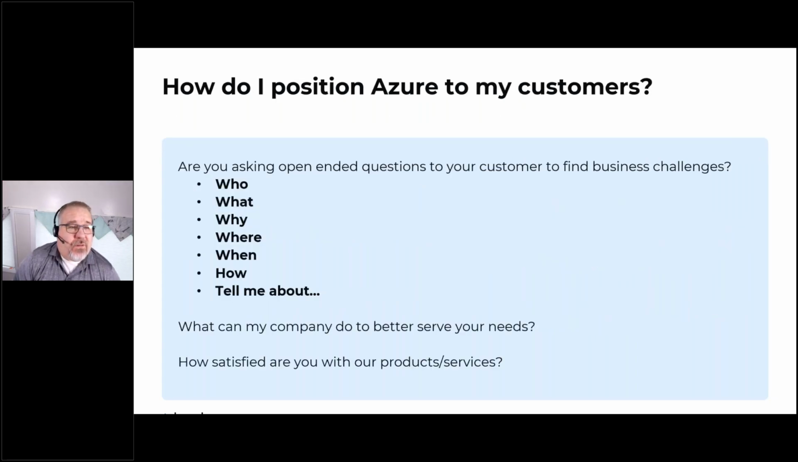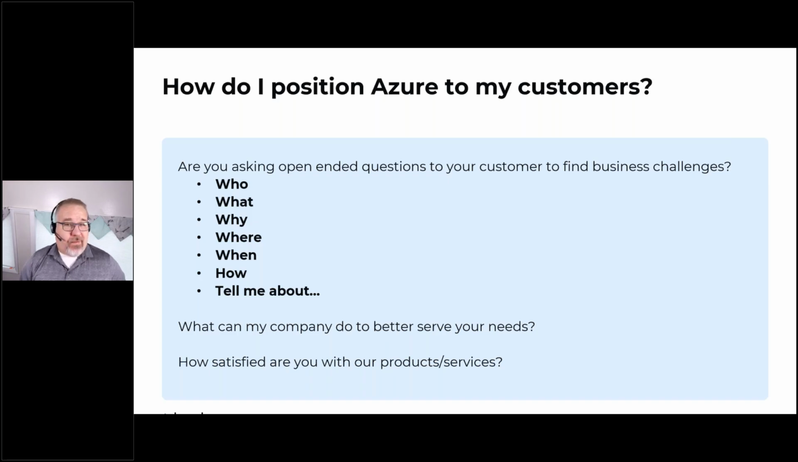So how do I position Azure to my customers? Well, for me, it's asking open-ended questions, right? Who, what, why, where, when, and how. We all know, if you've been around the business for a number of years, you start asking questions about what's going on with your customer, especially if they trust you, and they'll tell you they're challenged with maybe their infrastructure or things aren't working properly. The server has to reboot a number of times in a day, and it takes them away from productivity. There could be a number of different things.